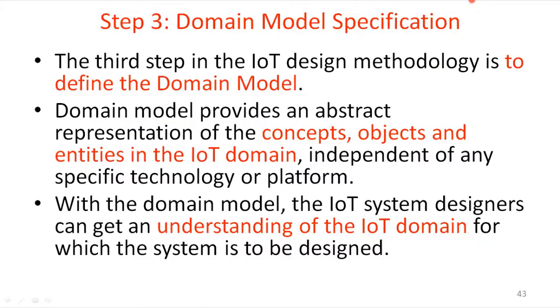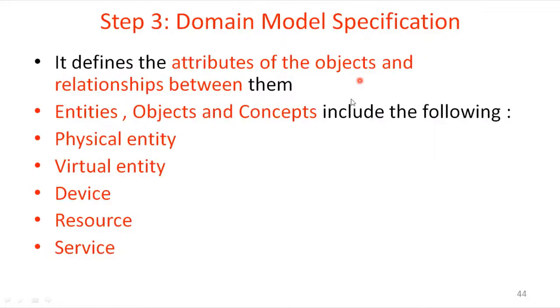The second important component in this case is the domain model specification. We previously discussed the domain model specification. The domain model specification provides an abstract representation of concepts, objects, and entities in a domain. That means it's about understanding the IoT domain for the system to be designed. It defines the attributes of objects and their relationships.